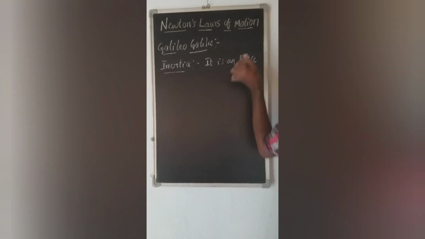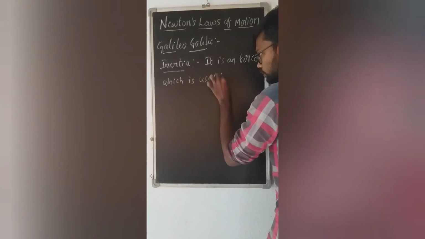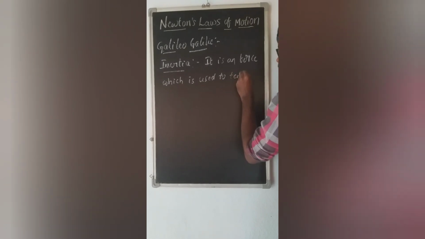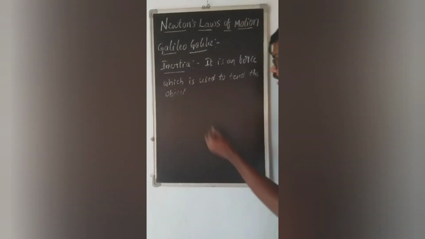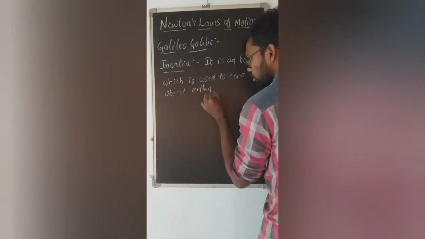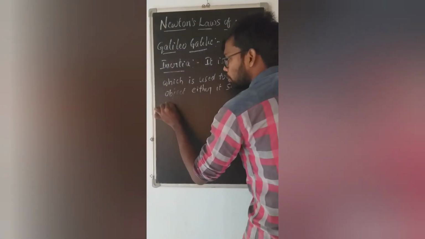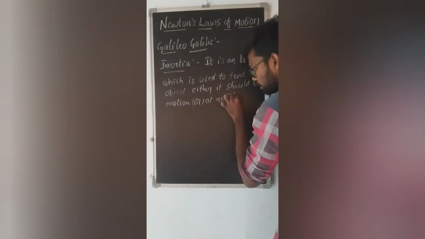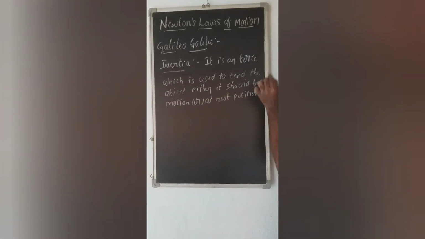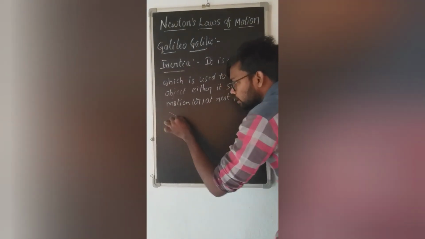Inertia is a force which is used to turn the object, either it should be in motion or at rest position. We introduce this one like this. How was it introduced? By using an inclined plane.